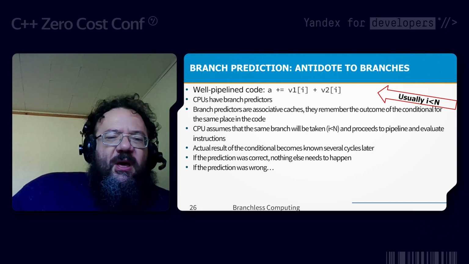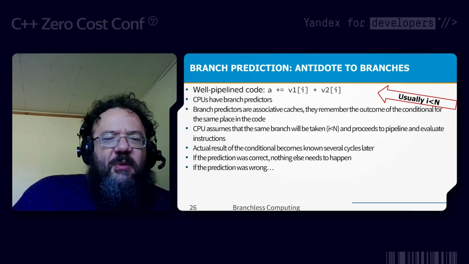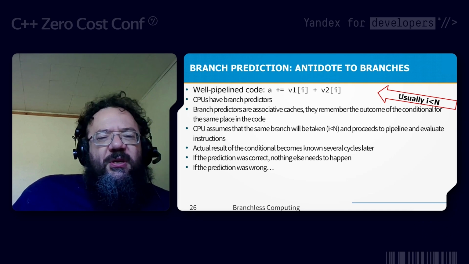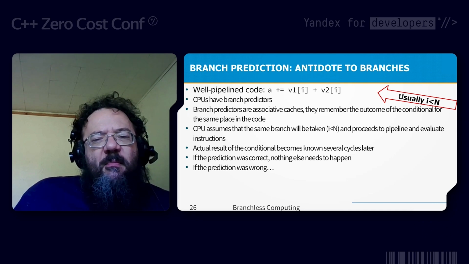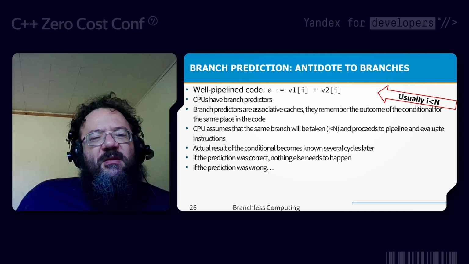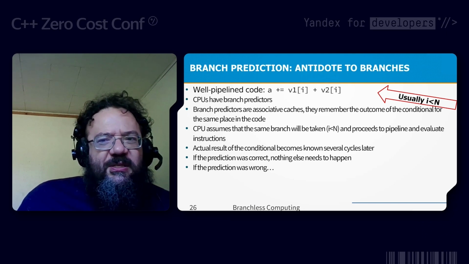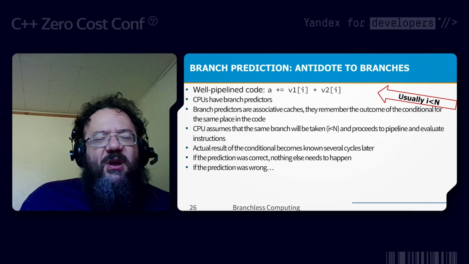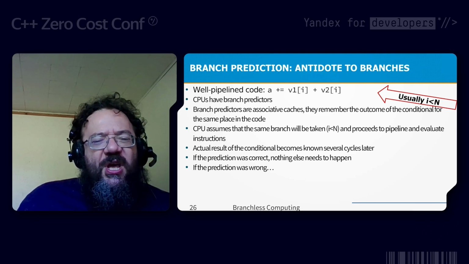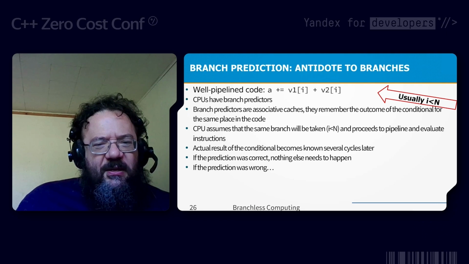All CPUs now have them. They had them for a long time. They're basically associative caches. They remember the outcome of the conditional expressions or the branches which happened in the past in the same place in the code, in similar circumstances. And what goes into similar circumstances depends on the CPU. They generally remember the call chain and maybe some other state.